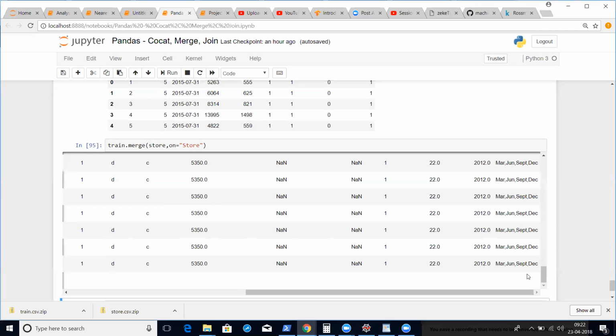Okay, that's all for today. So what we understood is concat, merge and join. Start working with some real data to get some hang of it.